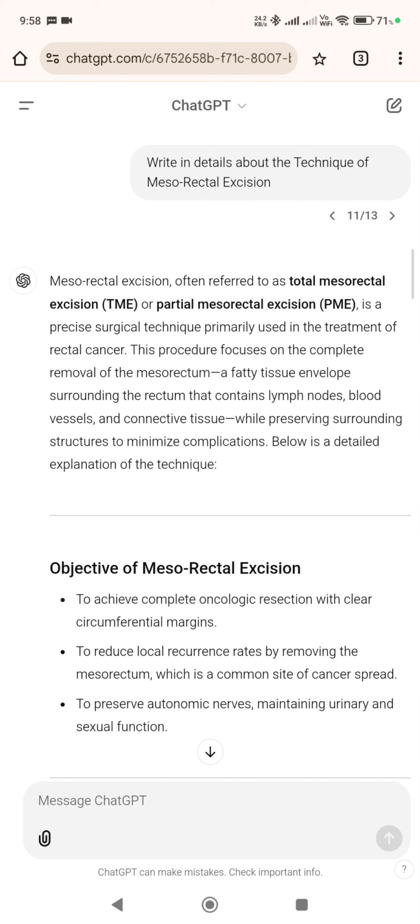Meso-rectal excision, often referred to as total meso-rectal excision (TME) or partial meso-rectal excision (PME), is a precise surgical technique primarily used in the treatment of rectal cancer. This procedure focuses on the complete removal of the mesorectum, a fatty tissue envelope surrounding the rectum that contains lymph nodes, blood vessels, and connective tissue, while preserving surrounding structures to minimize complications. Below is a detailed explanation of the technique.